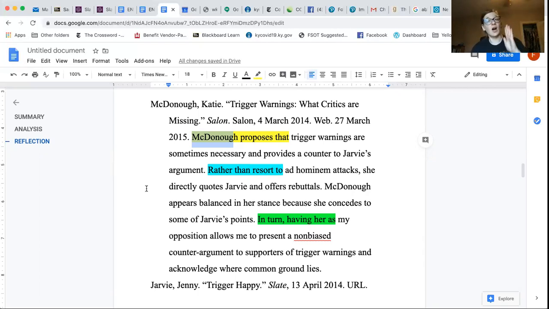Ding, ding, ding, all of your sources should support your thesis. In what way? Which specific point? Through what methodology? Right? That's what we're looking for here. Again, your reflection should not sound the same for all of your sources. Otherwise, you don't need them all to do the same job. So let's look at another one.